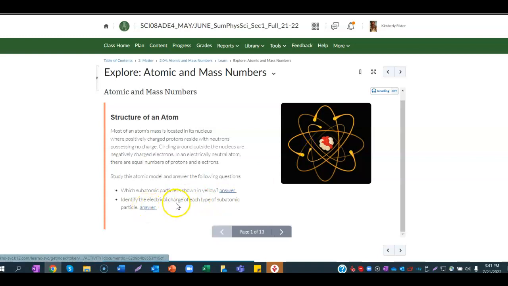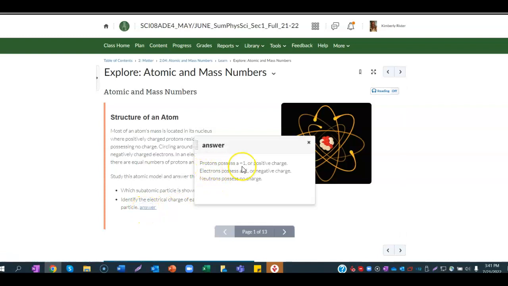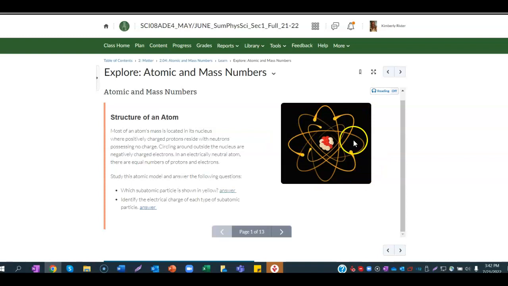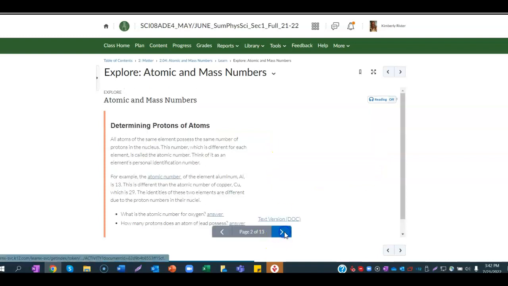And identify the electrical charge of each type of subatomic particle. So if you remember, protons are a +1 or positive, electrons are a -1 or negative, and neutrons possess no charge. So this would be a really important thing to have in your notes. Maybe you want to take a screenshot and add that along with this image. That would be great in your notes.